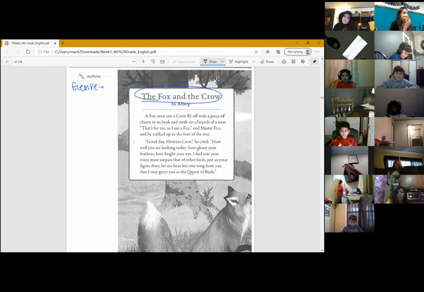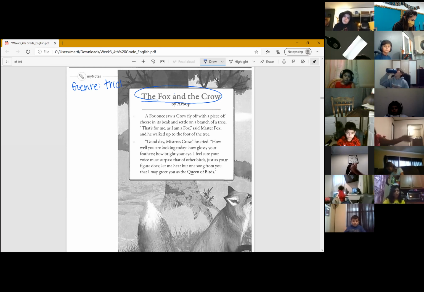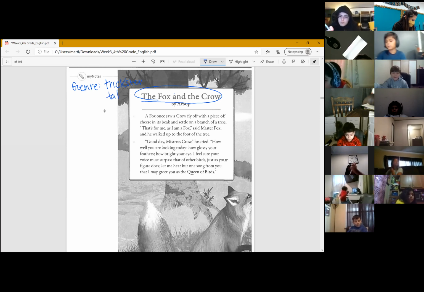Okay. So a trickster, we know we're talking about trickster tales. Do you think this is fiction or nonfiction? It's probably gonna be fiction. It looks like it has animals in there, right? So our genre, we're gonna go ahead and write trickster tale. And I'm gonna go ahead and write fiction as well.